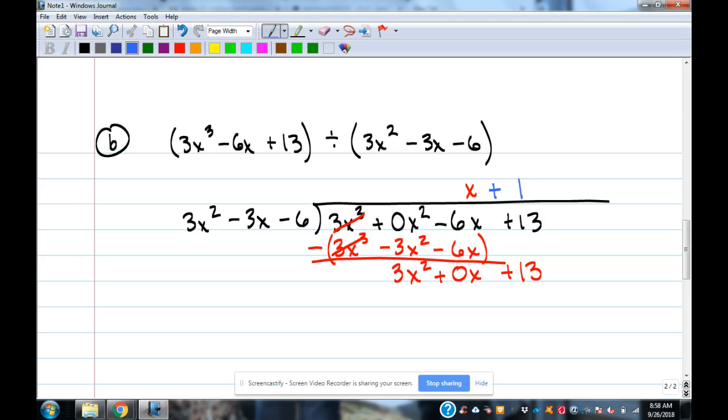Okay. What do we do with that plus 1? Distribute it to the divisor, what we're dividing by. Okay. 1 times, so it's just 3x squared minus 3x minus 6. 1 times all that's the same thing. Don't forget, parentheses, subtract. Okay. What happens to the 3x squareds? They cancel out. 0x minus negative 3x. Positive 3x. 13 minus negative 6. Plus 18 or 19.